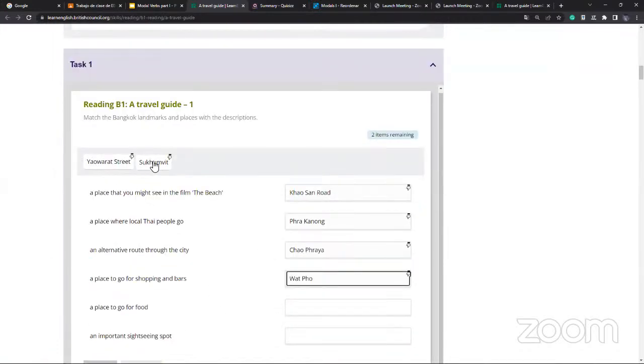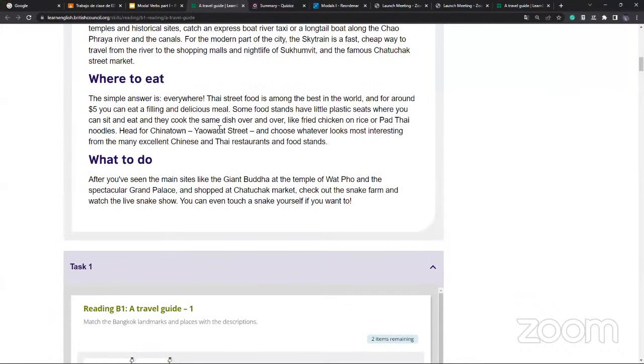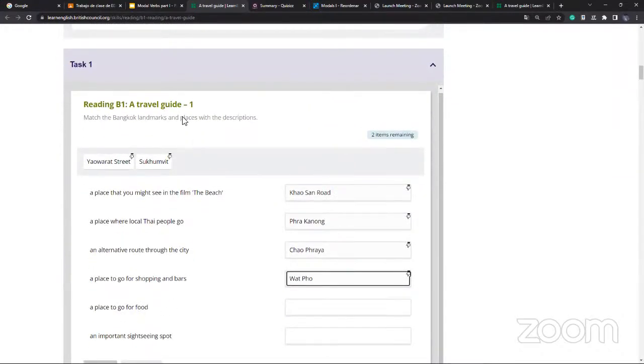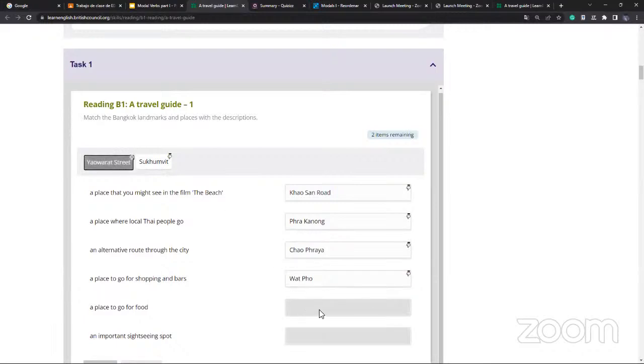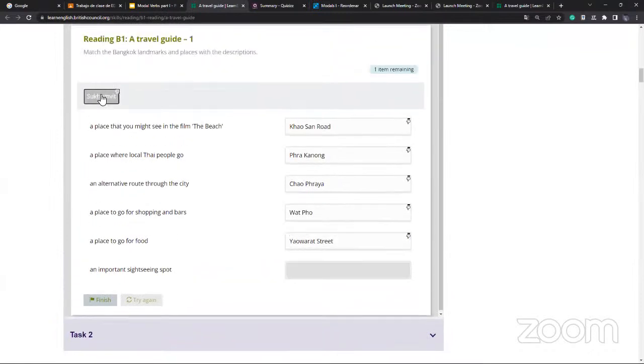Okay, we have Jarowet Street and Suez. Okay, let's search the places. Jarowet Street. Let's search. Head for Chinatown, the street where it looks more interesting, for many excellent Chinese and Thai restaurants. Okay, a place for good food. Jarowet Street. Okay, and this is obviously the last one. It's an important science spot. I think a place to go for shopping and bars is Sokong Beach, I think.